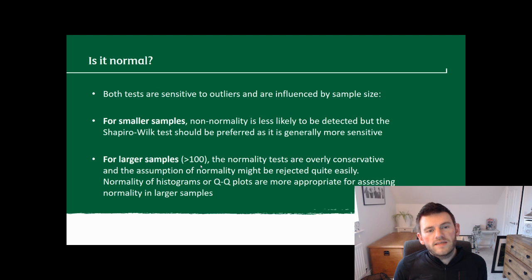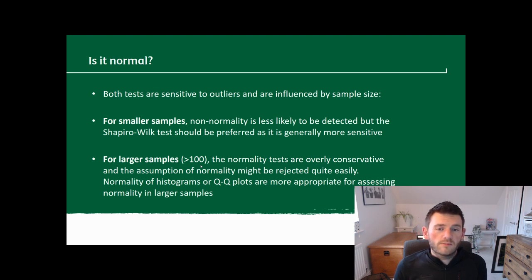Because both tests are sensitive to outliers and can be influenced by sample size. For smaller samples, non-normality is less likely to be detected, but the Shapiro-Wilks test is generally a bit more sensitive, so we tend to use it with a smaller sample. By smaller and larger, again, it's a bit of an arbitrary cut point, but we're speaking generally here about samples under 100 as smaller samples. Samples above 100 would be classed as larger samples.